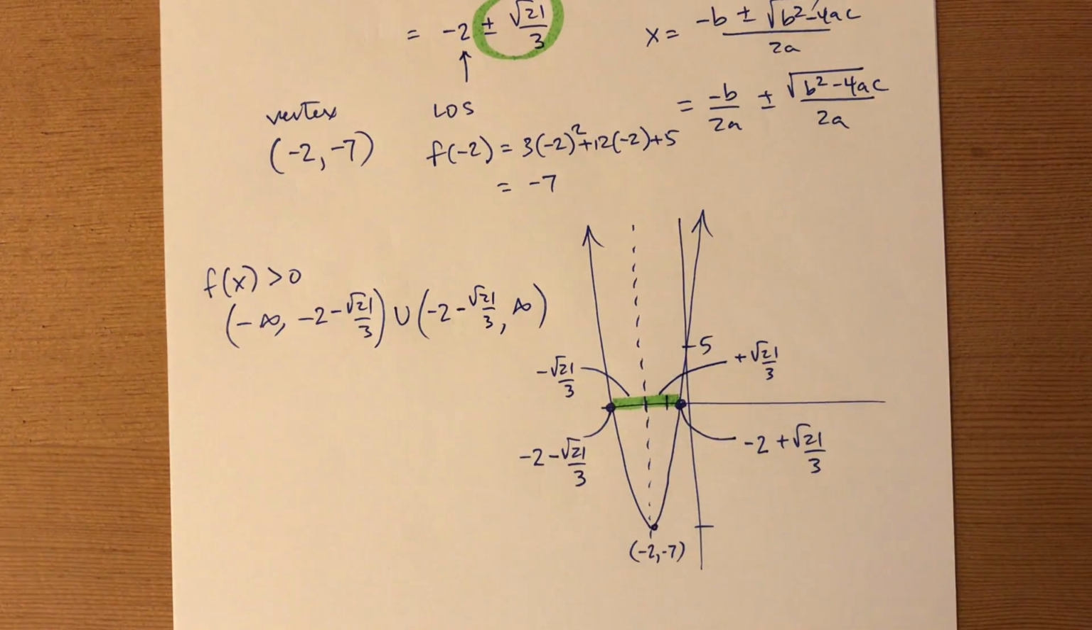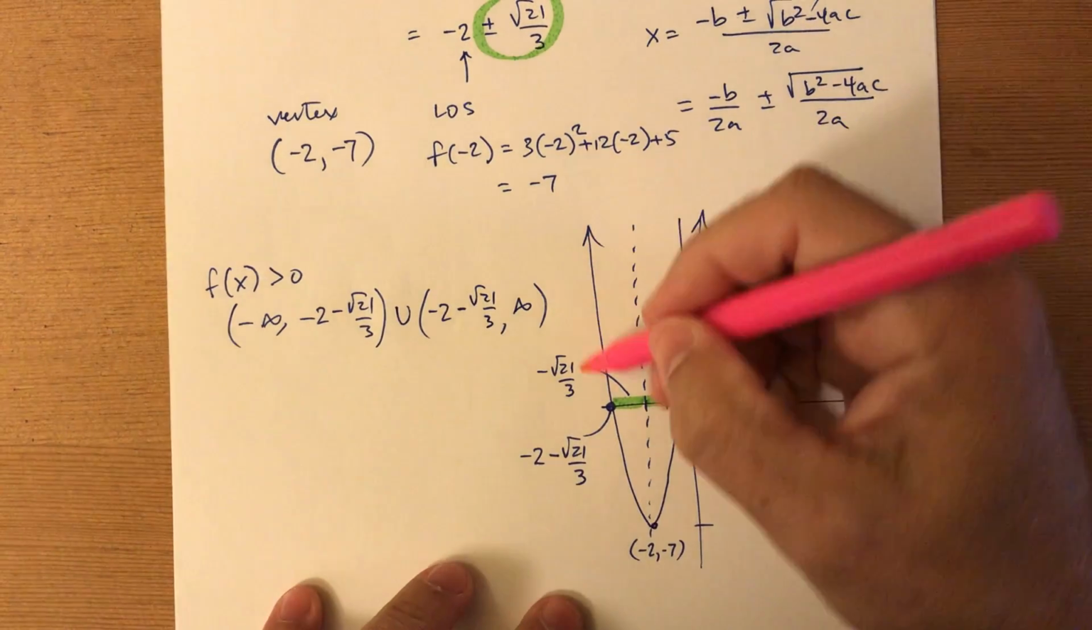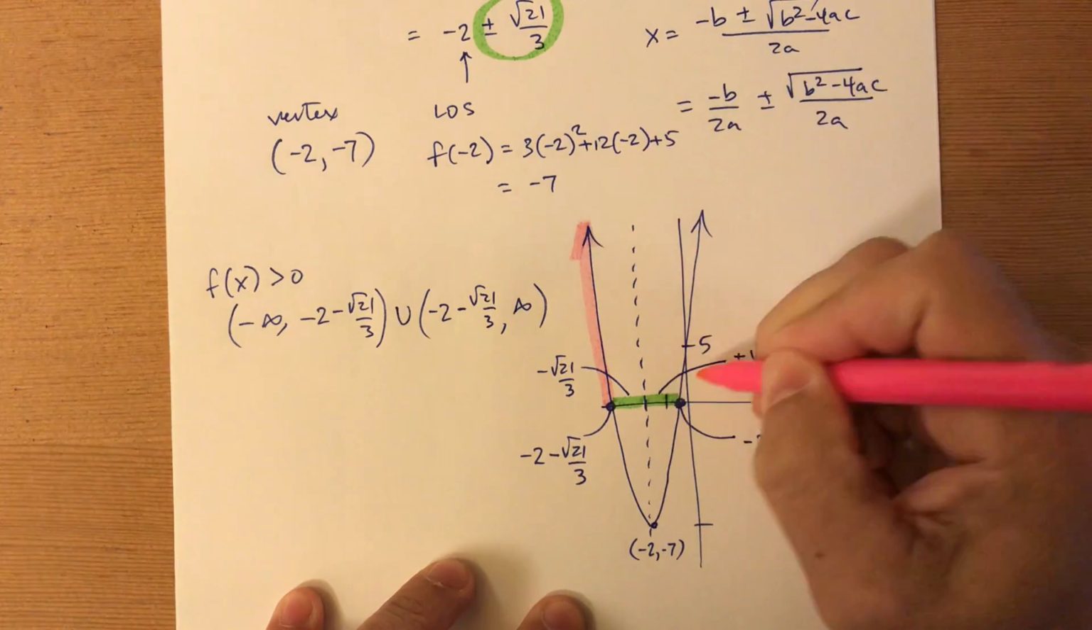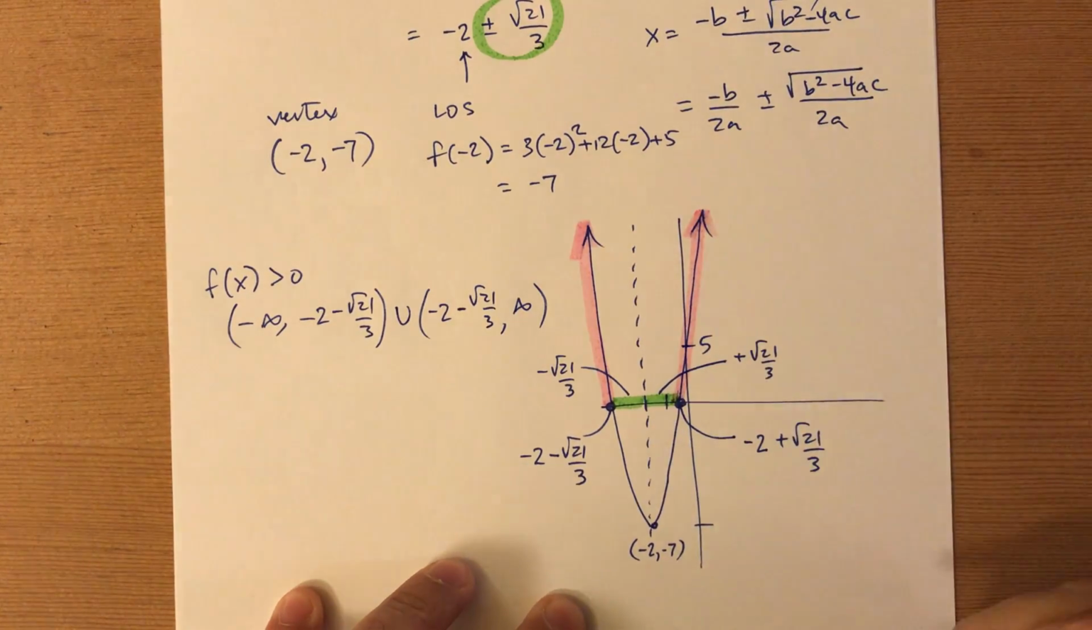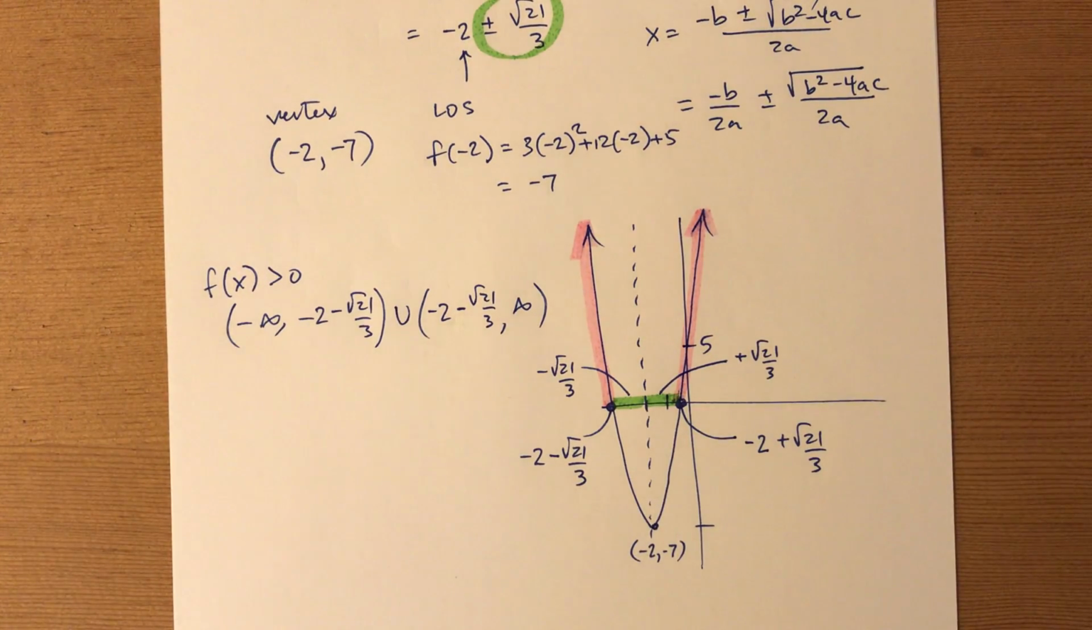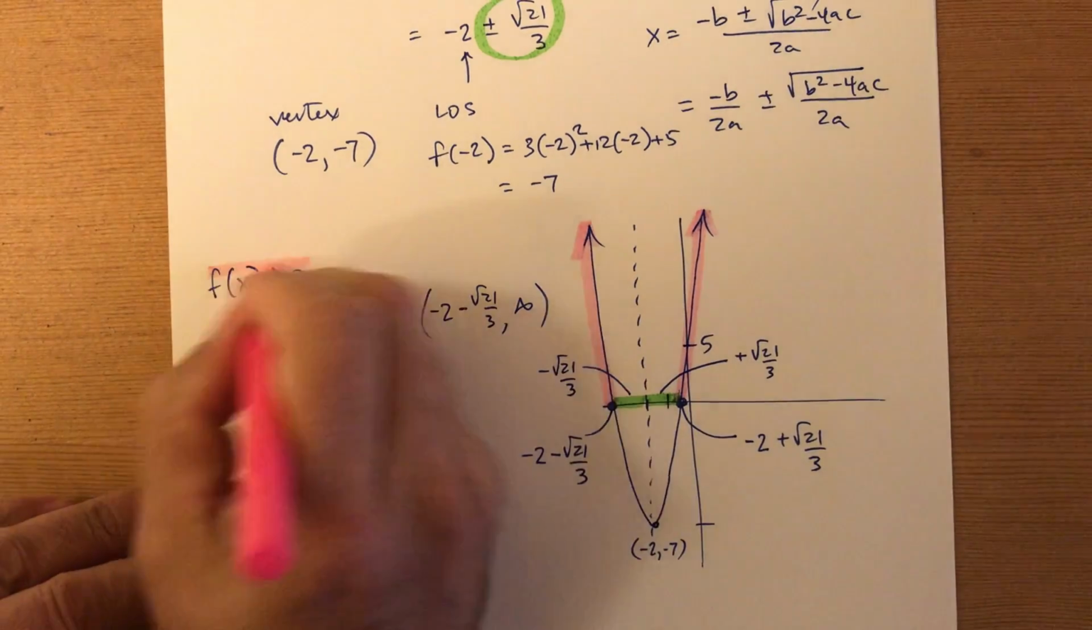Let me put that in pink here. When is it greater than 0, right there and right there. That's why those x-intercepts are so important. So this is the pink answer.